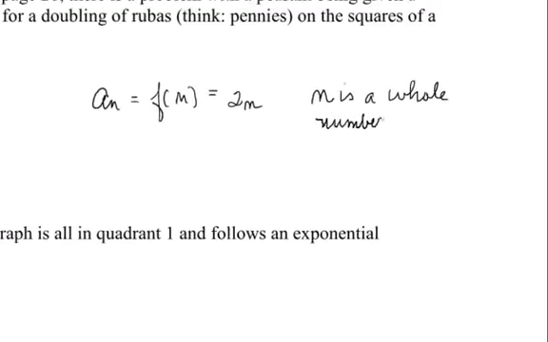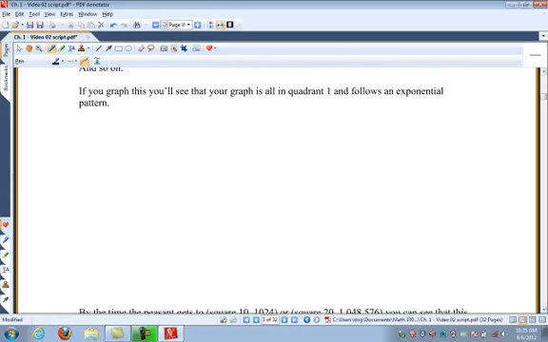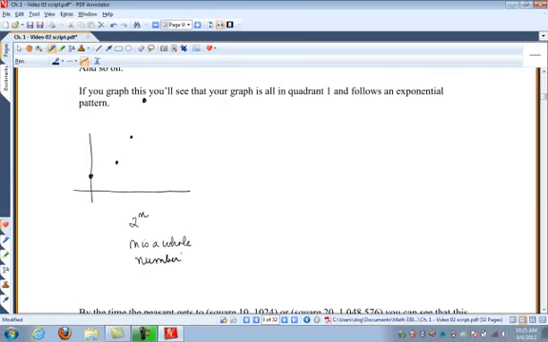Now let's look at the graph of this. If you graph it, you'll see that you're all in quadrant 1, and you're following an exponential pattern, but it's in dots. 0, 1; 1, 2; 2, 4; 3, 8. See, this is 2 to the n, where n is a whole number. And where you've probably seen this before is over here.